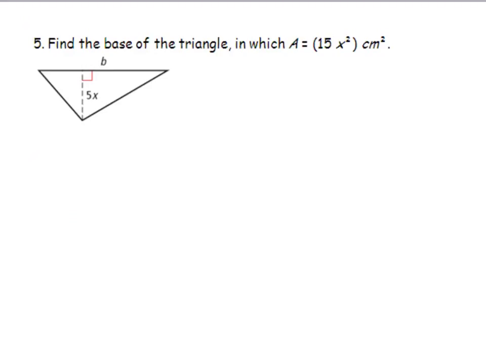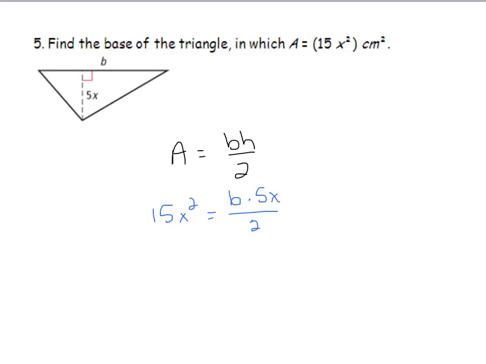All right, next one says find the base of a triangle where the area is 15x squared. Now we're talking about a triangle, we're talking about area. So I'm going to write my formula. Area is base times height over 2, and then we're going to start plugging things in. So my area is 15x squared. My base is what I'm looking for, so base times the height, 5x, over 2.